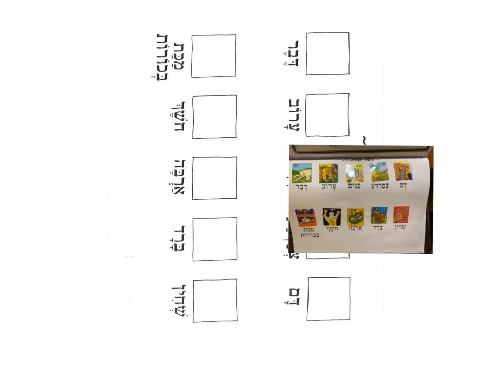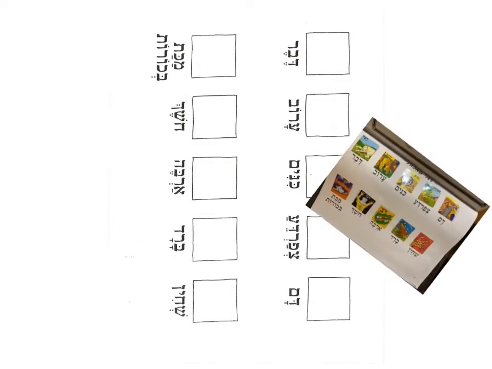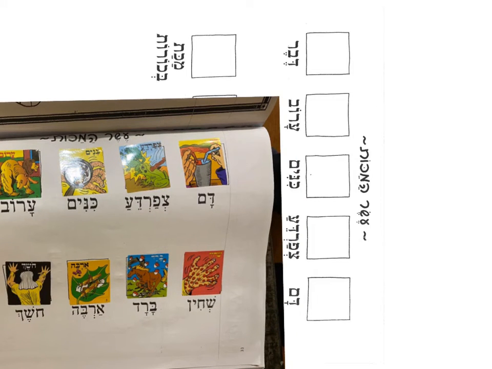And you're going to take each of those stickers and, of course, peel them off. Make sure to put them in the right spot. Just notice that each sticker has on it the word dam, match with dam, tzfardeya, match with tzfardeya, kinim, match with kinim. If you match everything with the words under it, then you won't put anything in the wrong spot.